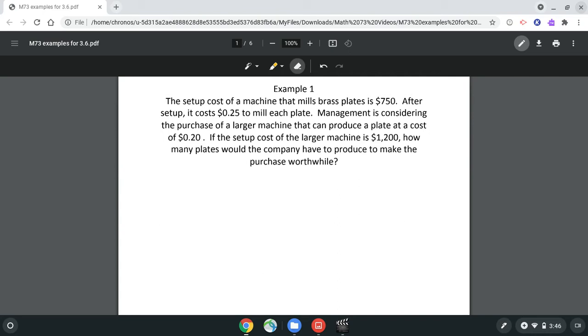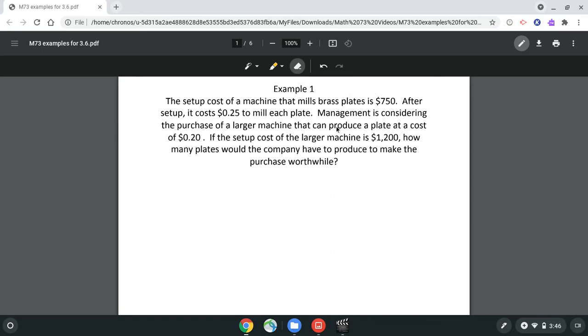Okay, so here, the setup cost of a machine is $750. After setup, it costs 25 cents to mill each plate. So $750, and then 25 cents for each plate.